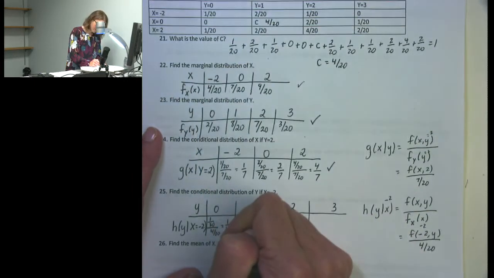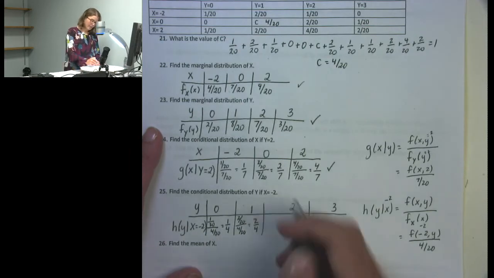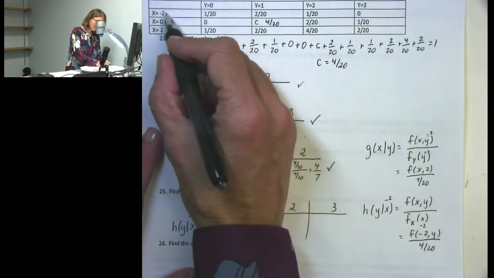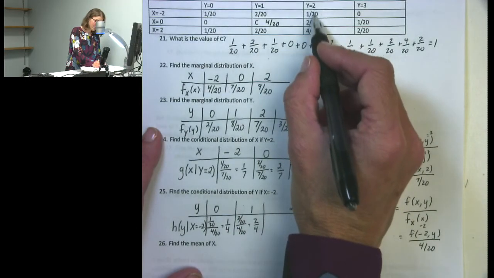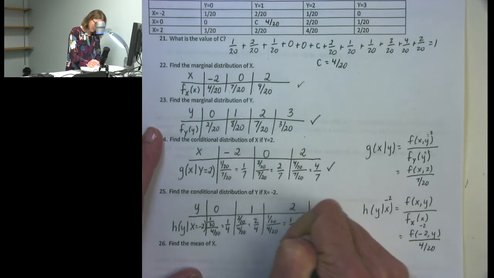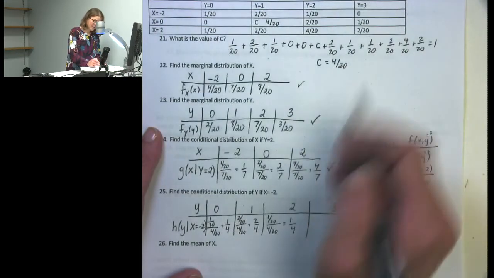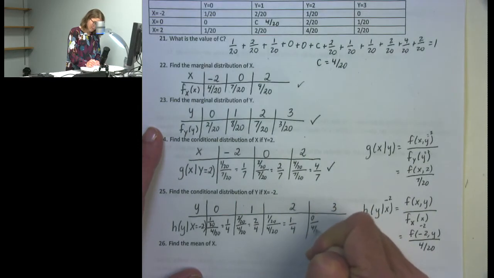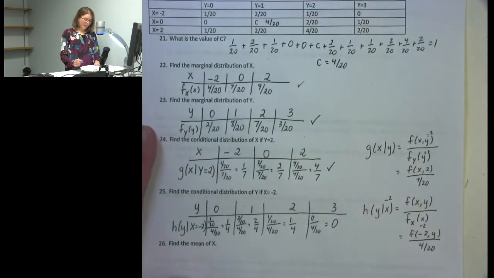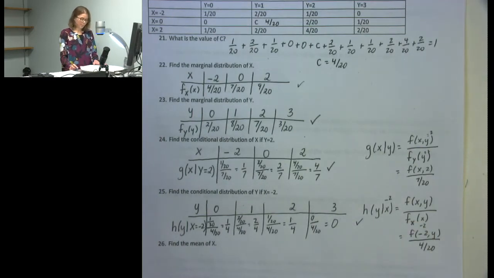-2 and 1 gives us 2/20 over 4/20, which is 2/4 or 1/2. For 2, the joint probability that x is -2 and y is 2 is 1/20 divided by the marginal probability that x is -2, 4/20, gives us 1/4. And the joint probability that x is -2 and y is 3 is 0, divided by 4/20 gives us 0. And once again, 1/4 plus 2/4 plus 1/4 sum to 1, so that looks good.